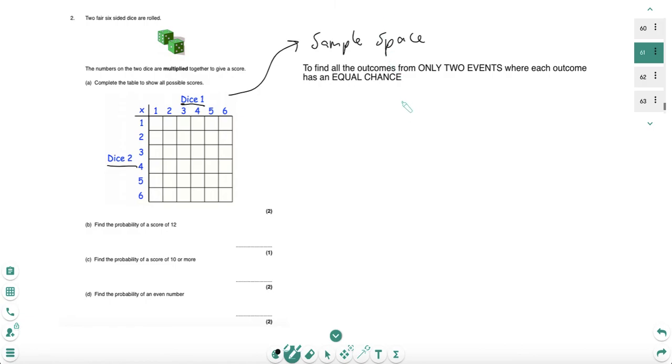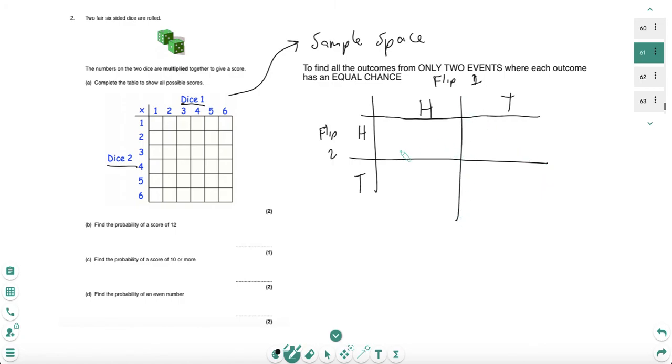So let's say we're flipping 2 coins. I can do a sample space diagram to see all my outcomes. So flip 1 and flip 2. When you flip a coin the first time, you can get a heads or tails. And when you flip a coin a second time, you get heads or tails. And we're going to add it like this. And now we can find all the different combinations.